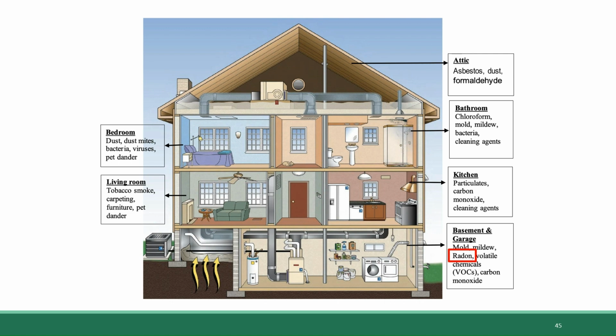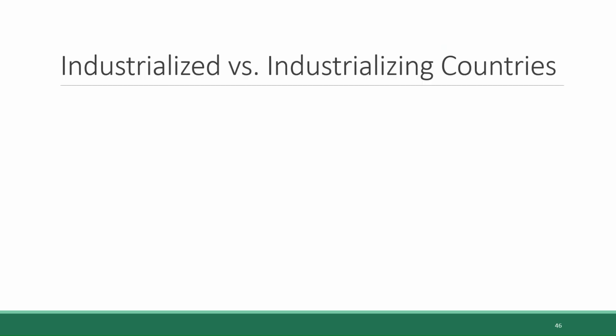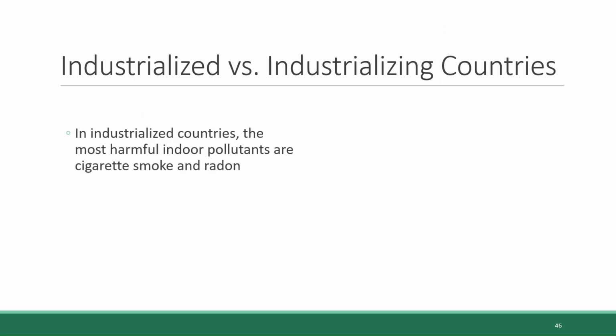It's also important to note that there is a big difference between which sources of indoor air pollution presents the greatest risks here in the US and other industrialized countries versus in less affluent countries that are still industrializing. In industrialized countries like the US, the most acutely harmful indoor pollutants are cigarette smoke and radon.